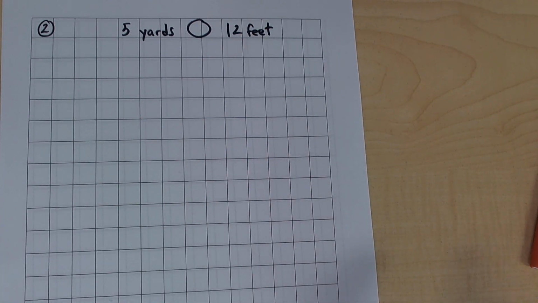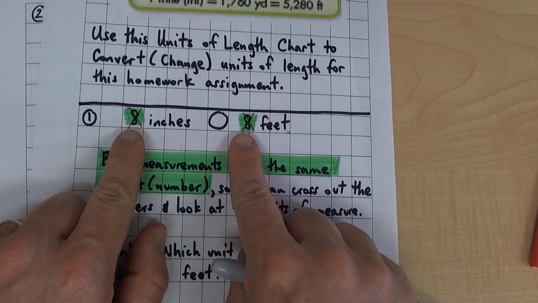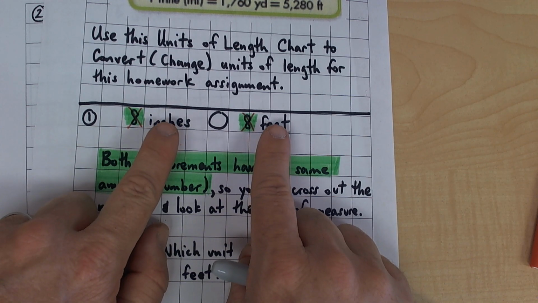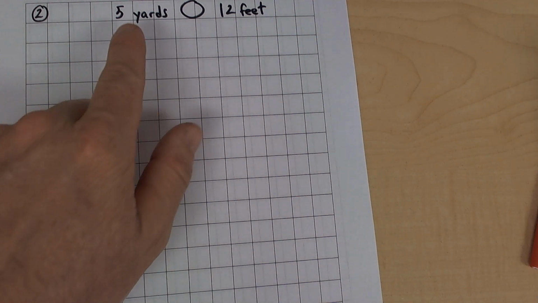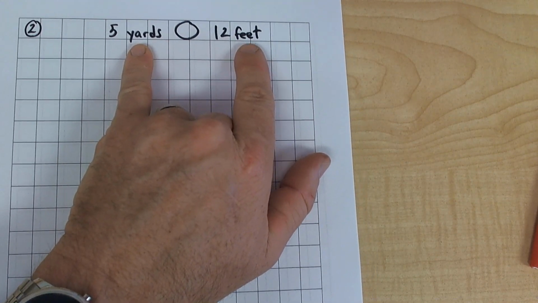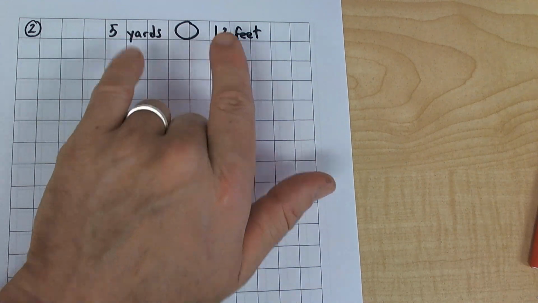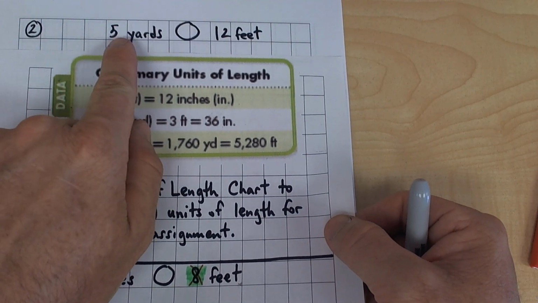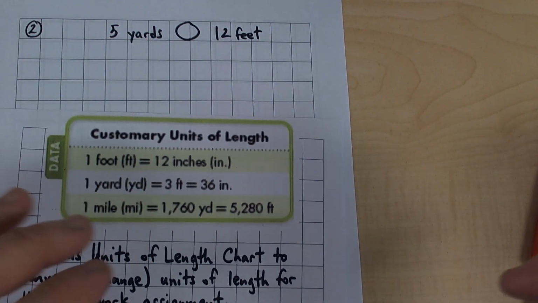Okay? Here, the numbers were the same. So all we did was look to see which one's bigger, inches or feet. For number 2, it is different. Not only is the unit of measure different, but the numbers are different. That means we're going to need our handy dandy conversion chart. So we are converting yards to feet.